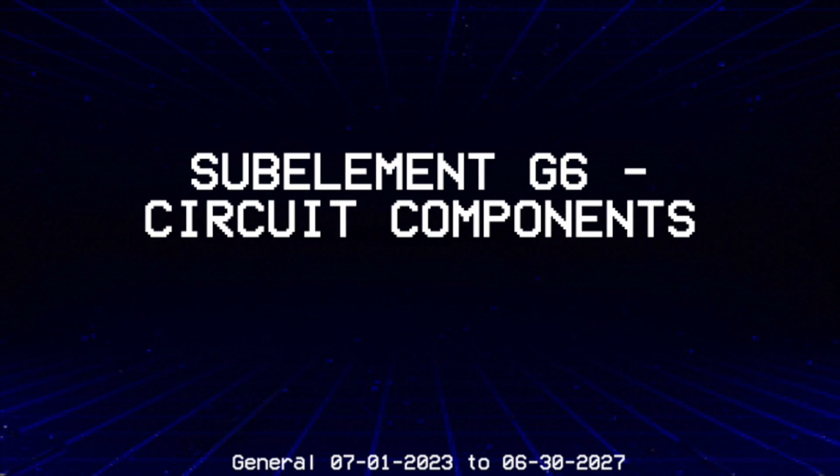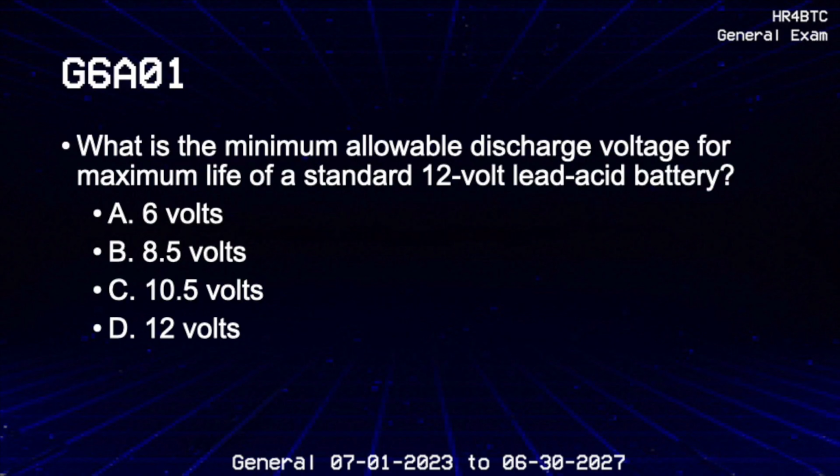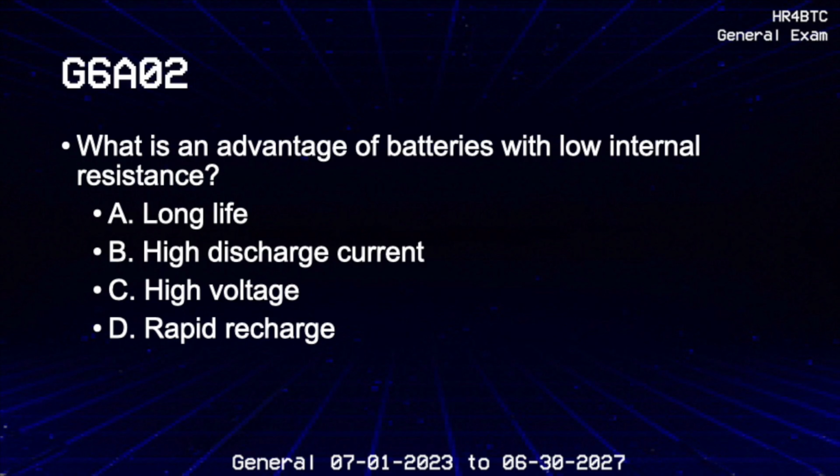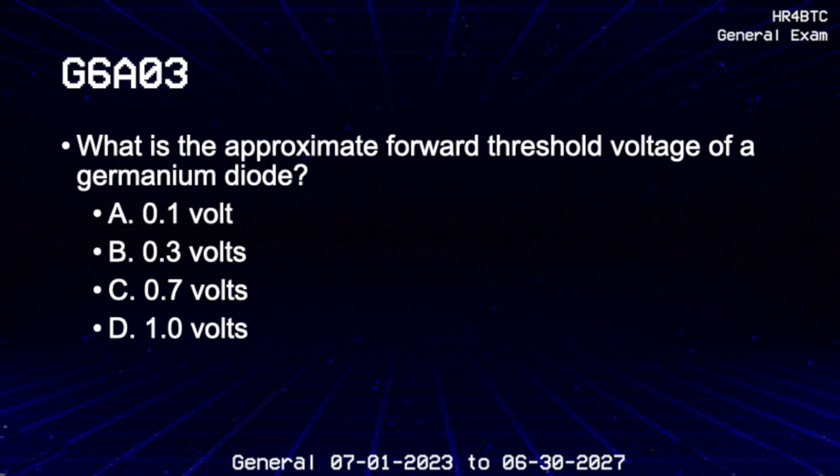Circuit components. What is the minimum allowable discharge voltage for maximum life of a standard 12-volt lead-acid battery? 10.5 volts. What is an advantage of batteries with low internal resistance? High discharge current. What is the approximate forward threshold voltage of a germanium diode?